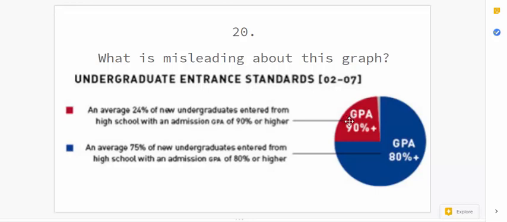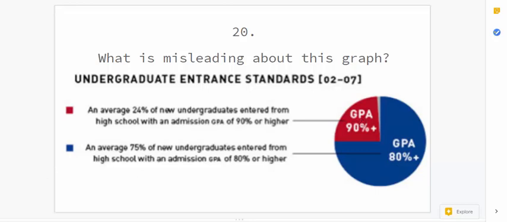So really, when we talk about GPA, we don't normally convert that to percentage. We have it as points out of 4 points. So these percentages on here are very misleading. This blue portion is 75% of new undergraduates enter from high school with a GPA of 80% or higher. So like a B average or higher, 70%. And 24% have an A average or higher, which is a 90%.